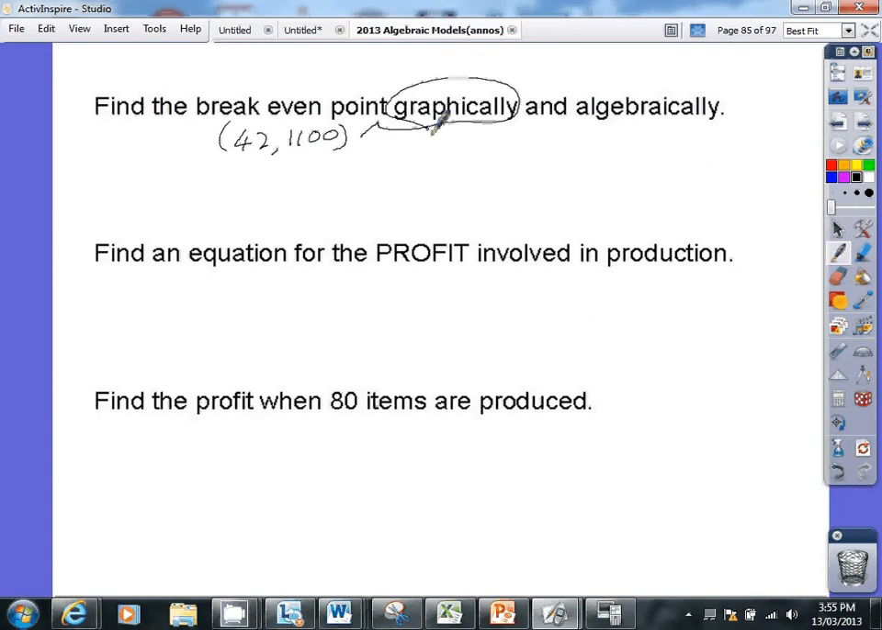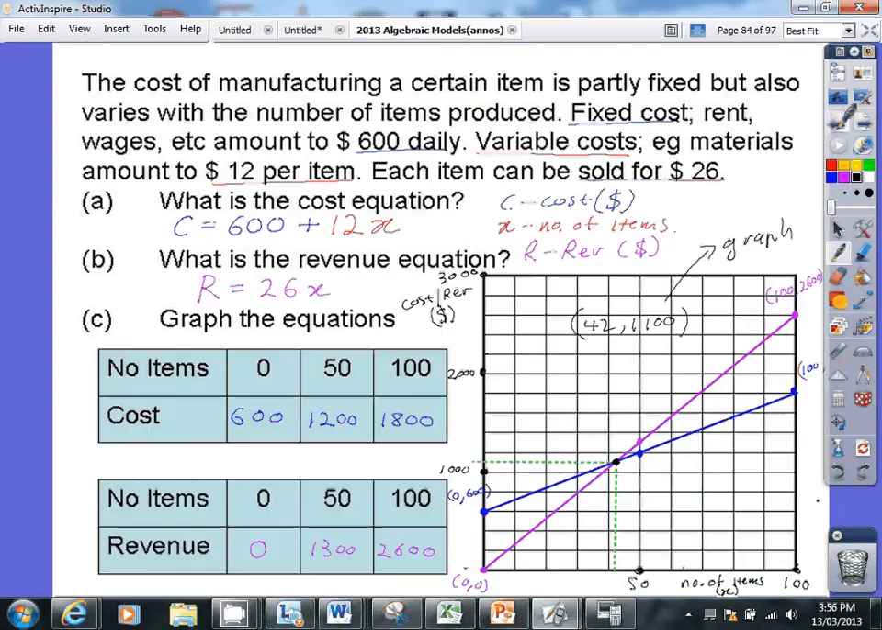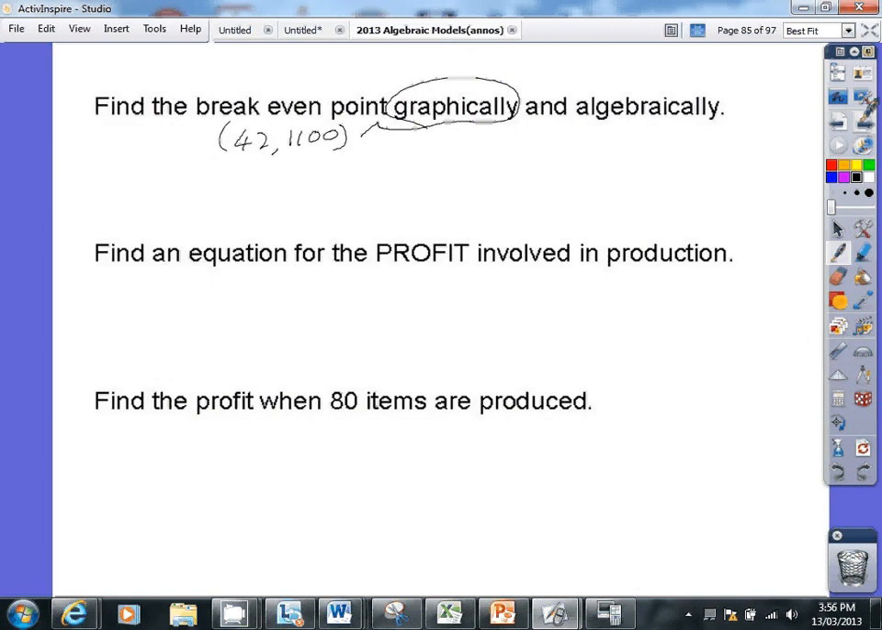So algebraically, okay. That means we've got to now do this by equating the right-hand sides of the two equations. Our equations over here, the cost and revenue. Think about it. When your costs are equal to your revenue, you've broken even. So we want revenue equals cost. That means break even.